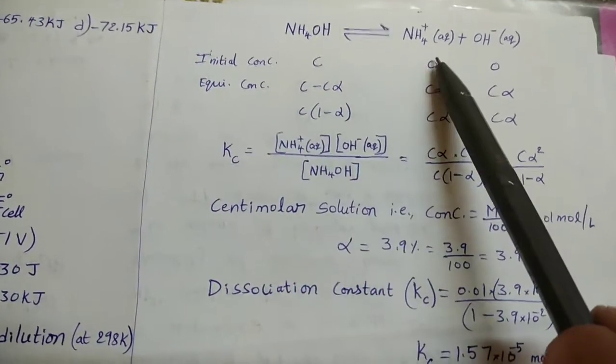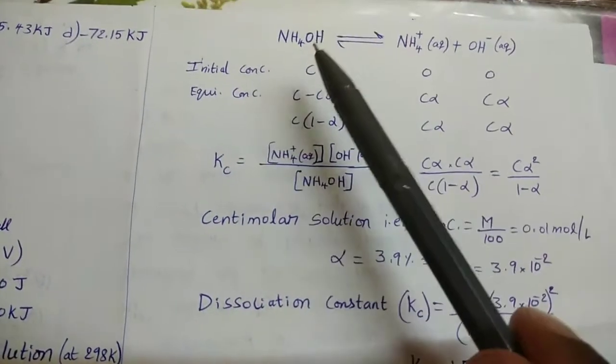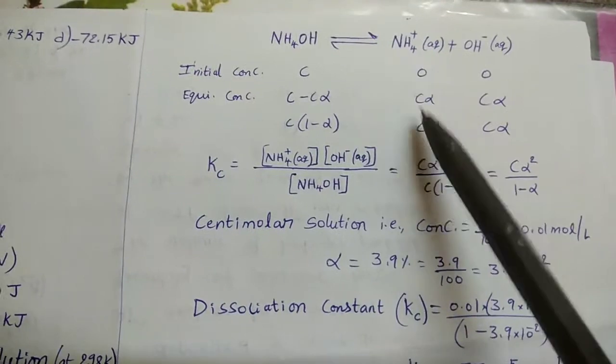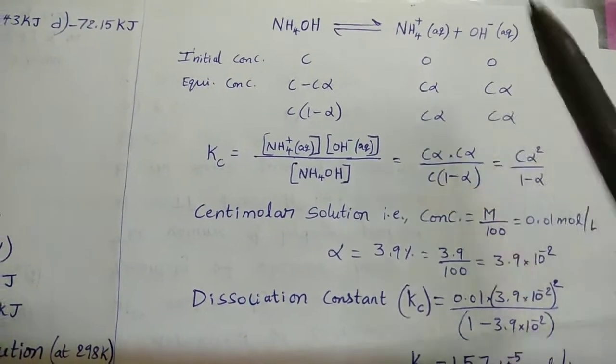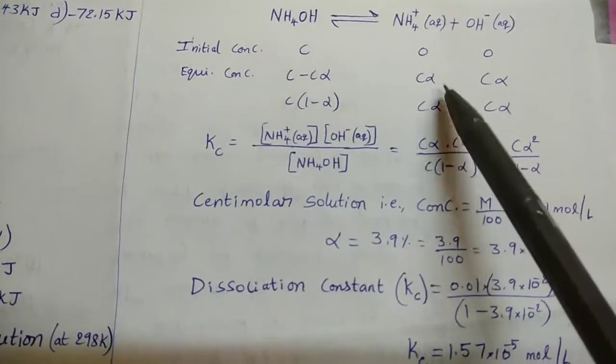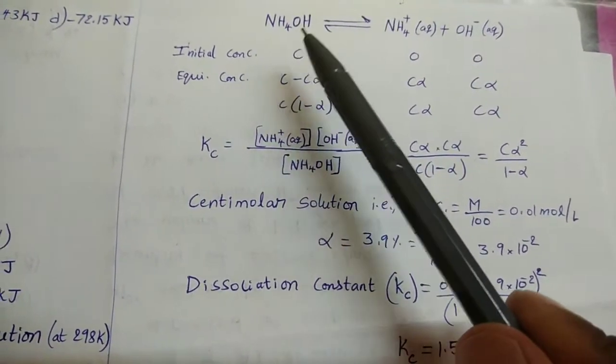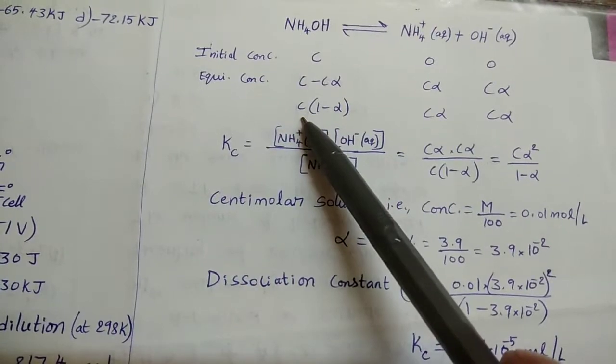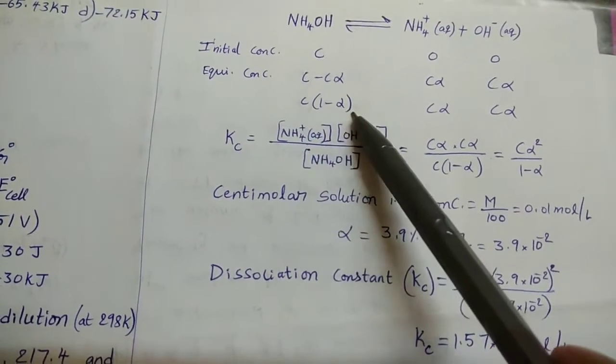After some time, C alpha moles of reactant is converted to products. So NH4+ ion is C alpha, OH- ion is C alpha, and the same amount of concentration is decreased from NH4OH concentration, that is C minus C alpha. Take C as common, we can get C into (1 minus alpha).